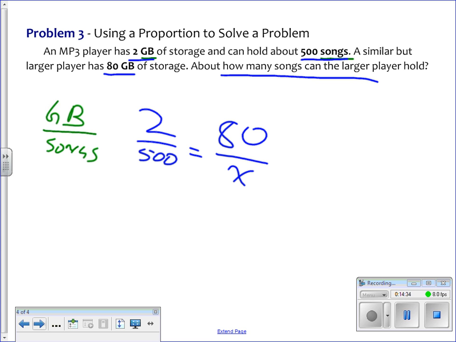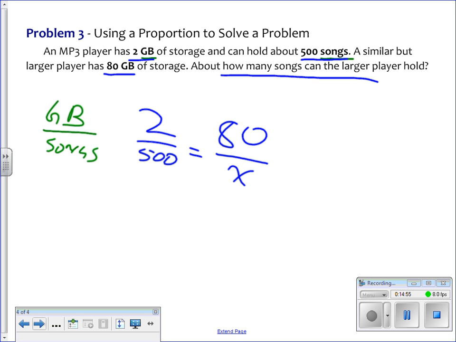That's how you set it up. Now, gigabytes to songs, gigabytes to songs. My units are the same in every one of these. If I flip them over, it still works. It doesn't matter. You figure out the 2 things you're comparing, set up the proportion accordingly.